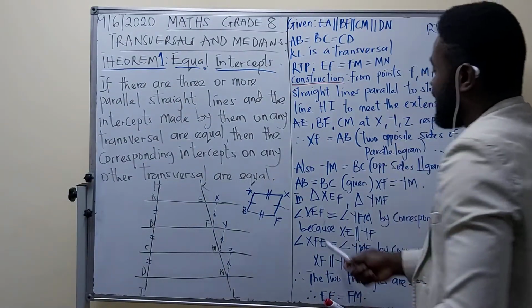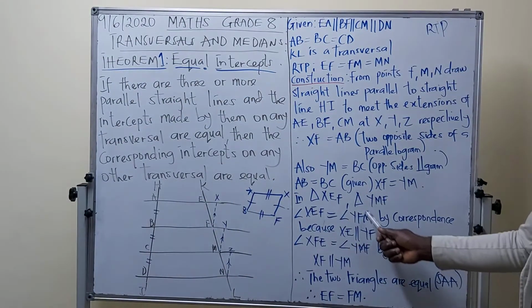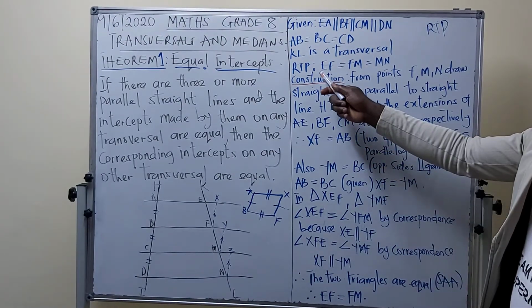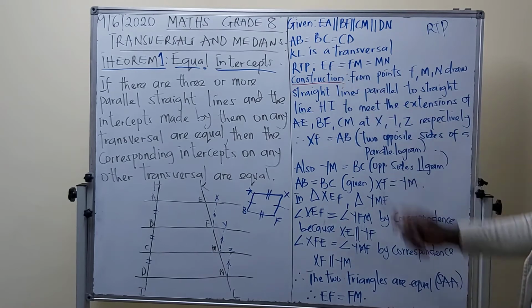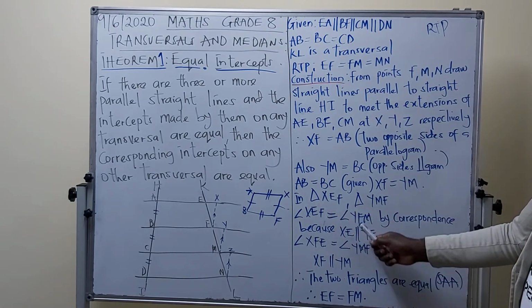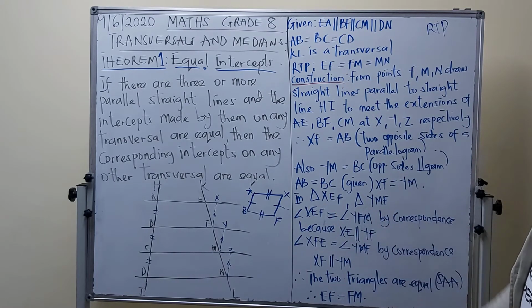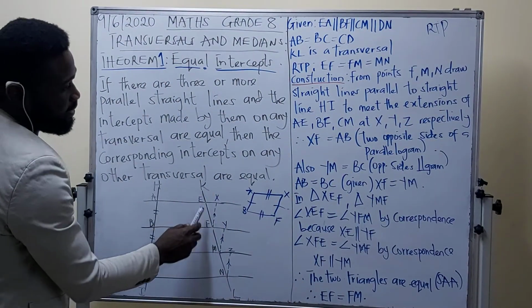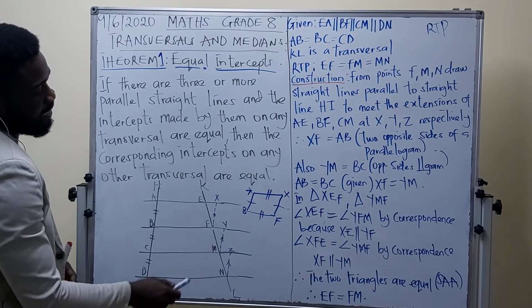Now, going further, in triangle XEF and triangle YMF. Don't forget what is required to prove is that EF equals FM. In triangle XEF and triangle YMF, where are these two triangles? XEF and what?